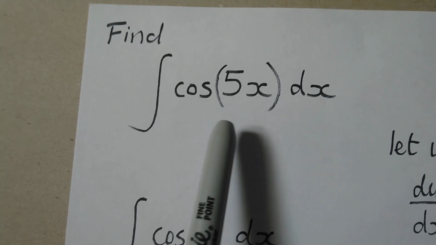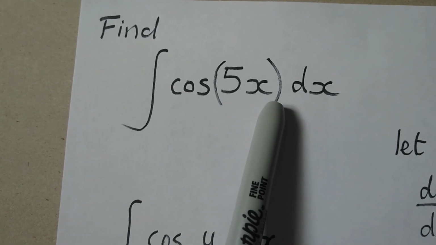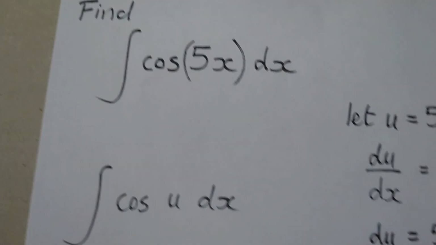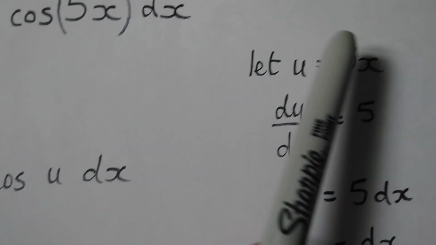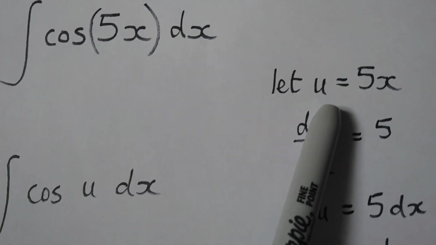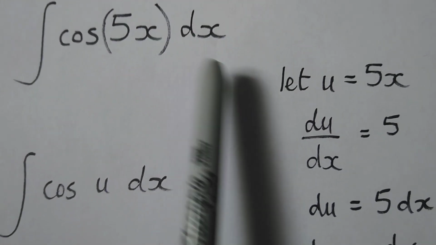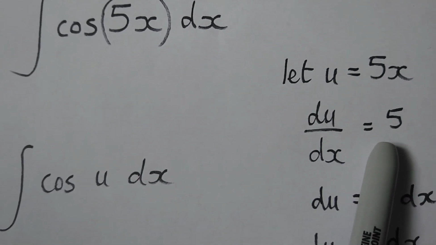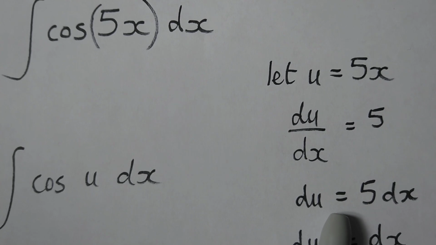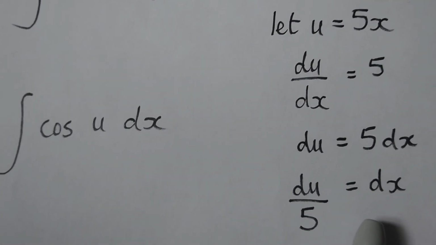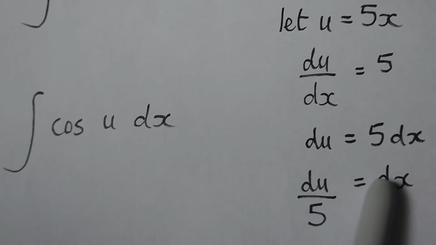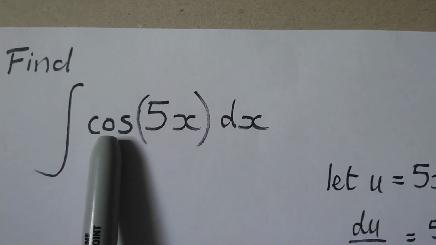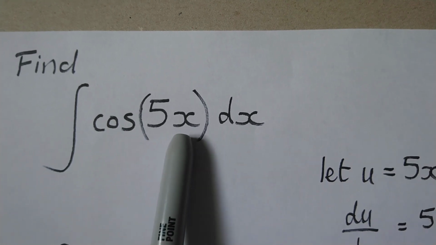Now a good tip, this won't always apply, but a good tip is you substitute for the bit in brackets. Okay, so that's what we're going to do. So we begin by saying let u equal 5x, that's the bit in brackets, and then we differentiate that, so du by dx is just going to be 5, and then we rearrange that equation so that we get an expression for dx.